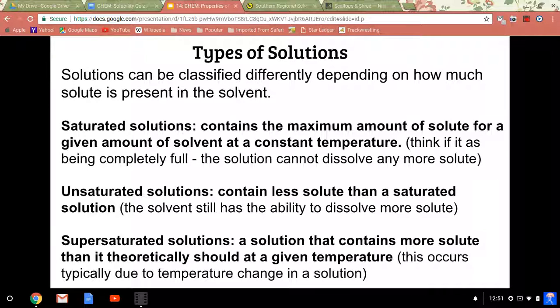Unsaturated solutions are the opposite, so they haven't reached that max out point yet. They contain less solute than a saturated solution. So if you put more solute in there, the solvent will be able to continue to dissolve it. And then our last type is a supersaturated solution. And in this solution, it has more solute than you would think possible, usually because temperature has been manipulated in some way to get more solute to dissolve in there.